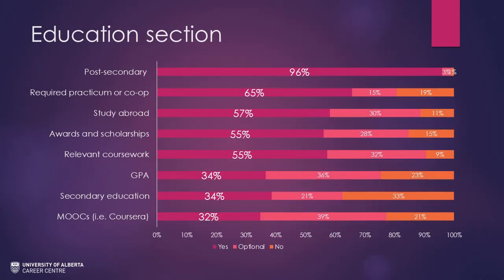The education section. The darker color in the chart indicates that employers prefer to see this content in this section of the resume. The mid-tone color indicates that respondents to the survey said this information was optional. The light color is when an employer said no, as in did not prefer or did not look for this content in that section of the resume.